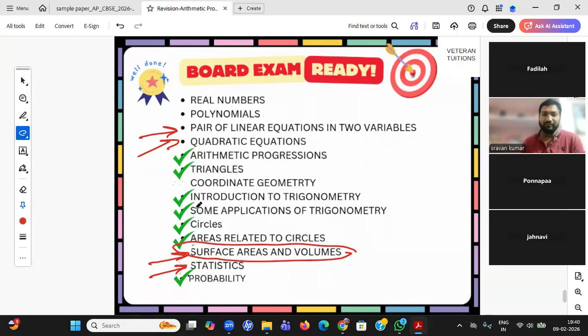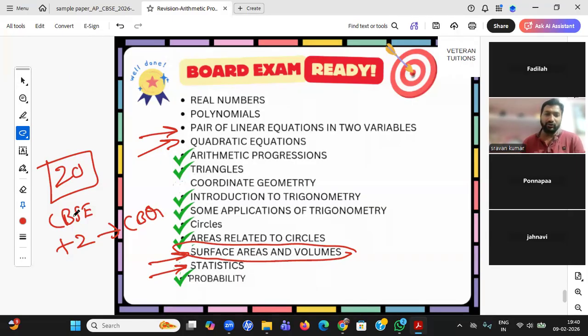Definitely I'll take another 20 minutes on the same topic, where I'll state CBSE questions and 2 more case-based questions also. After 20 minutes, in the next session, maybe Wednesday, I'll start surface areas. So only 2 days I'll take to complete surface areas and volumes. Then I'll go to quadratic equations.